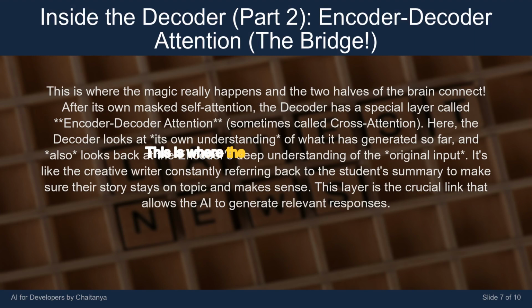This is where the magic really happens and the two halves of the brain connect. After its own masked self-attention, the decoder has a special layer called encoder-decoder attention, sometimes called cross-attention. Here, the decoder looks at its own understanding of what it has generated so far, and also looks back at the encoder's deep understanding of the original input. It's like the creative writer constantly referring back to the student's summary to make sure their story stays on topic and makes sense. This layer is the crucial link that allows the AI to generate relevant responses.